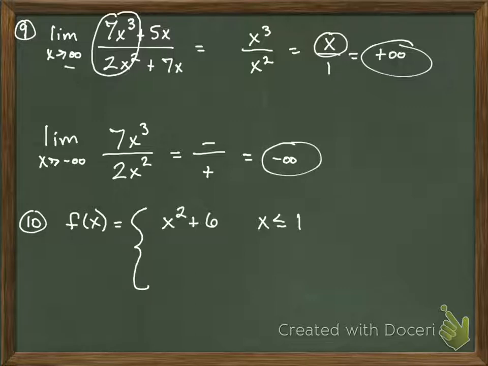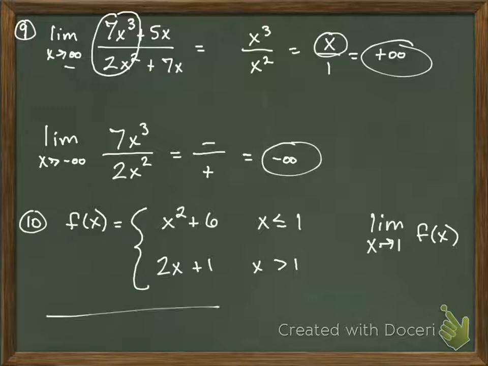Okay, and then we're going to say that it's 2x plus 1 when x is greater than 1. So we're trying to figure out if the limit as x approaches 1 of f of x exists and what it is. All right, so piecewise, okay, draw your dividing point, which is 1.